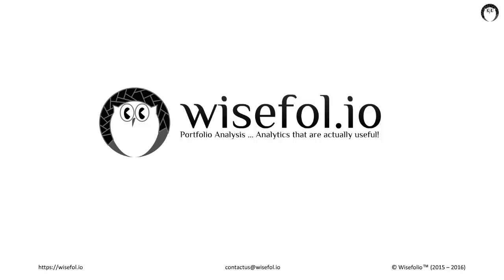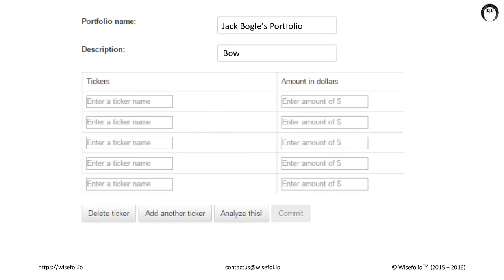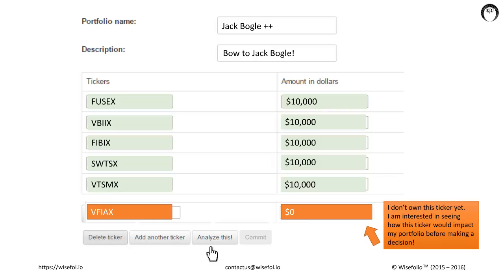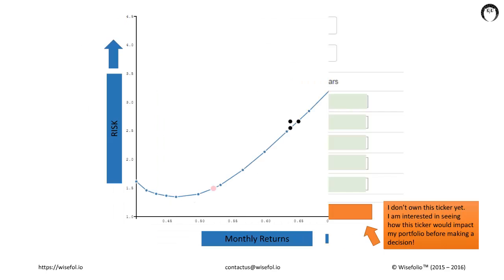Wisefolio is a cloud-based analytical engine that specializes in portfolio analysis based on the widely celebrated modern portfolio theory. By just providing the tickers and current asset values, individual investors like you can let Wisefolio crunch all the numbers. You can even plug in tickers that you're following but do not yet have in your portfolio to let Wisefolio assess whether that ticker makes your portfolio better or worse.